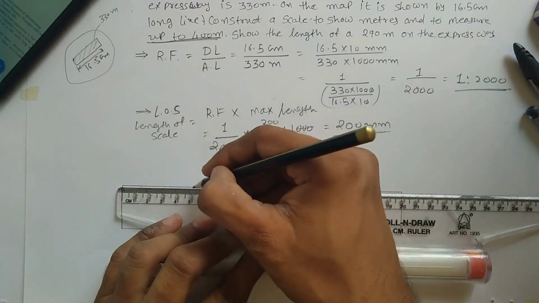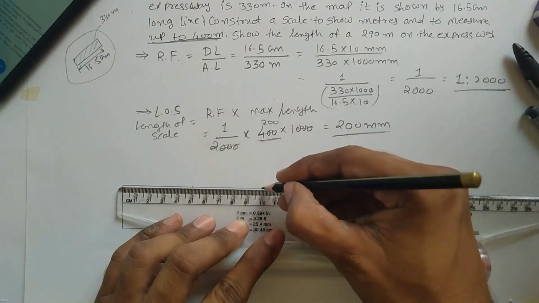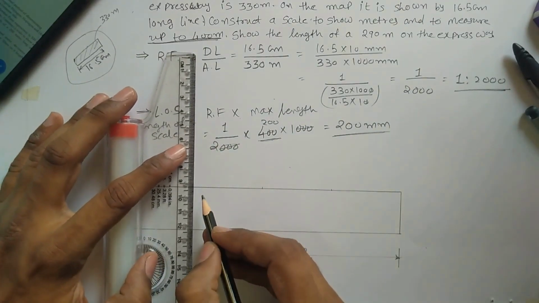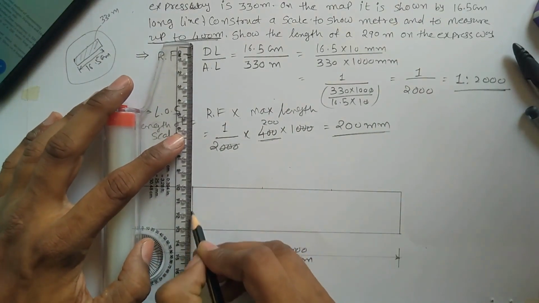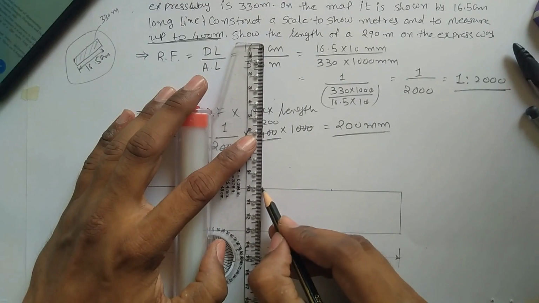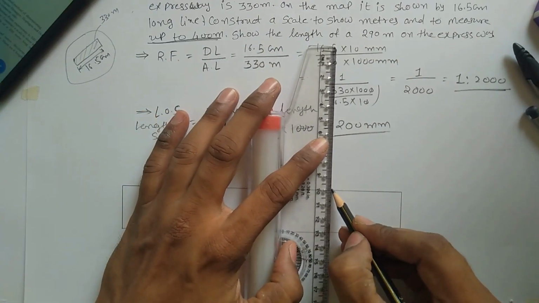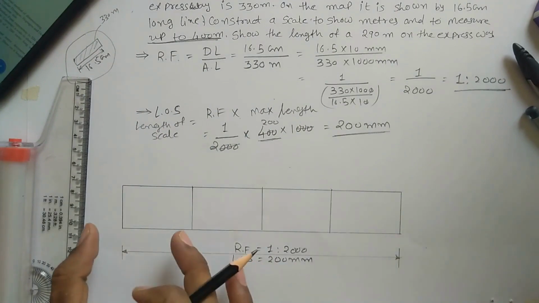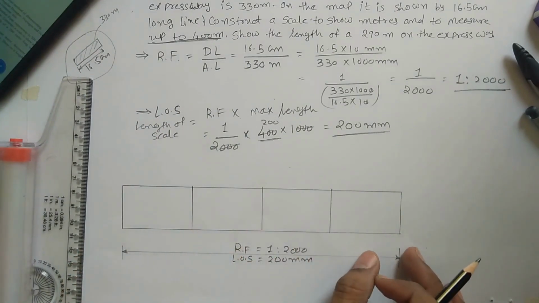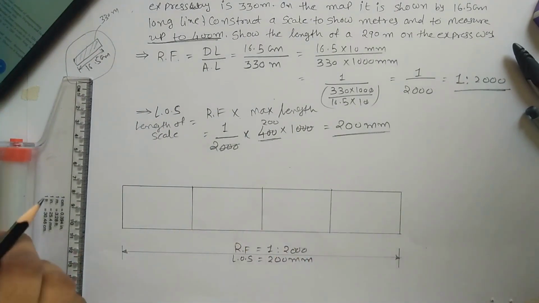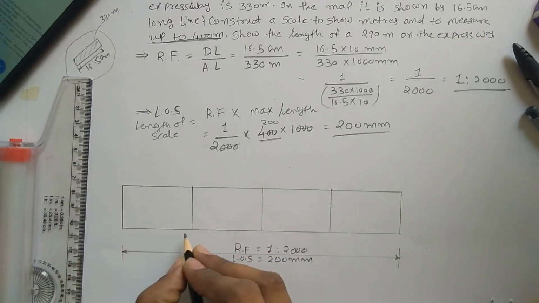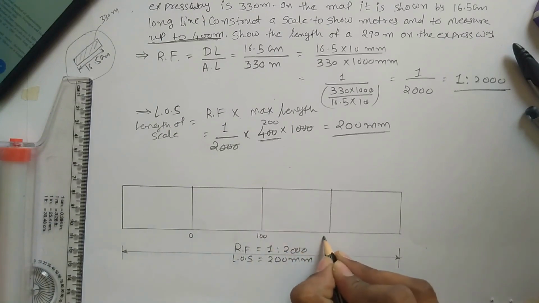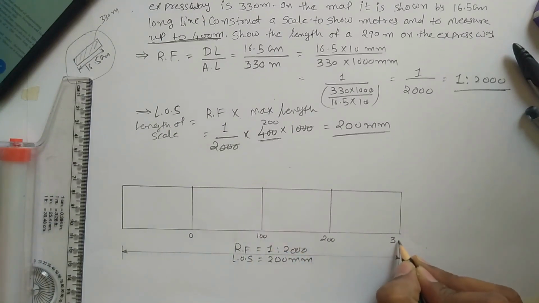So 200 divided by 4, which is 5. So 5 centimeter each, and construct this kind of vertical lines to separate them. So 1, 2, 3 and 4. So one part represents 100 meters. So we have to mark some initial point. So this is my initial point 0. This is my 100, 200 and 300.